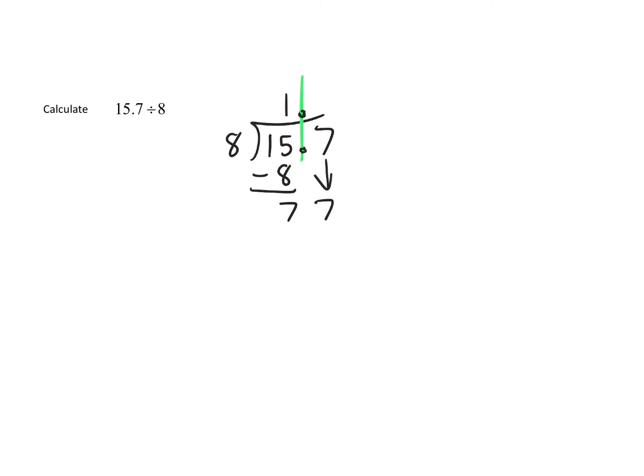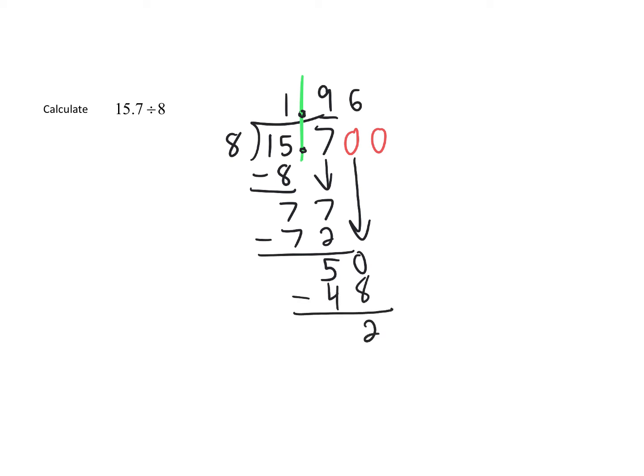Bring your 7 down. 8 into 77 goes 9 times. 9 times 8 is 72. Subtract and we get 5. Now we're going to add zeros as needed. Bring the 0 down. 8 into 50 goes 6 times. 6 times 8 is 48. Subtract, get 2. Bring a 0 down.